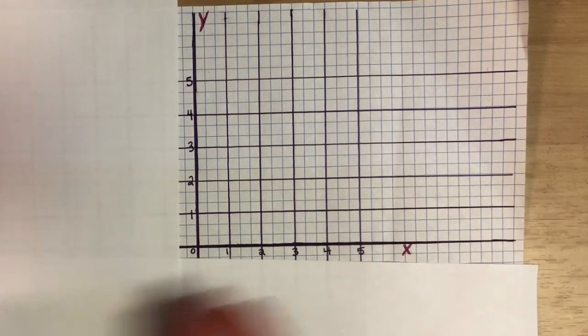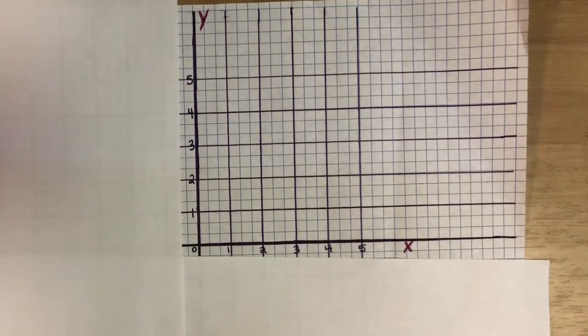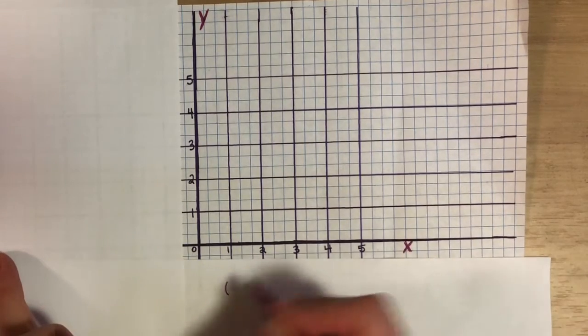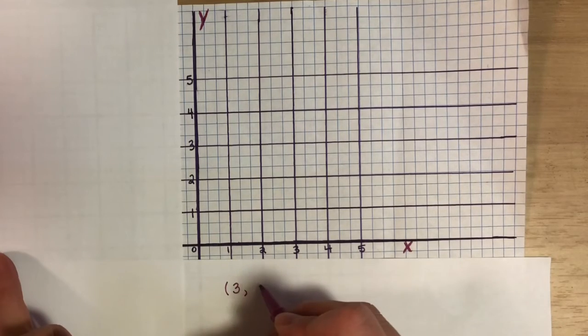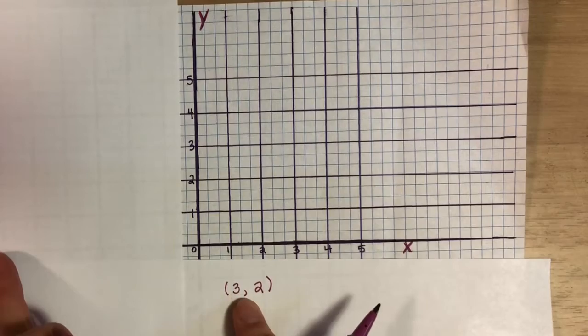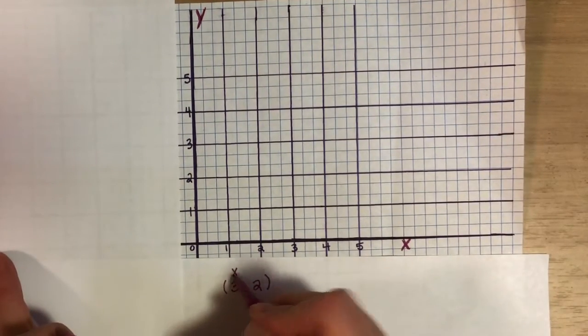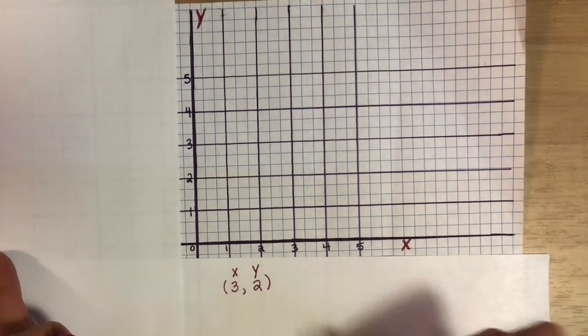X is all of the lines that go left to right. Y is all the lines that go up and down. Remember, we talked about how ordered pairs are two numbers. So we might have (3, 2). And remember, the first number represents the x-axis, and the second number is the y-axis.